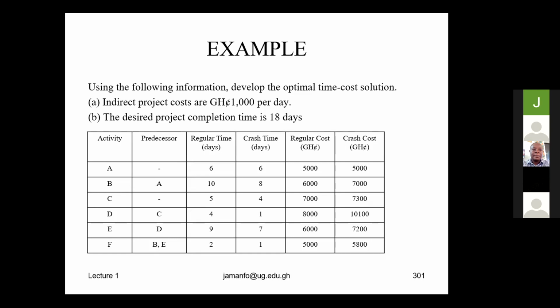So the 20 days is unacceptable. We want it to be completed in 18 days, which means that we need to crash the project by 2 days. Go ahead with what you have done in front of you and determine the slack for each activity. Then define your critical path and your critical activities.